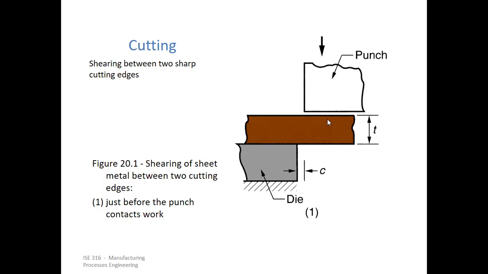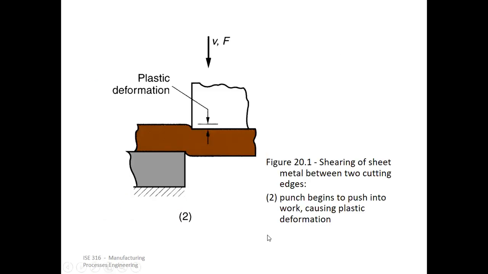I believe we have other slides as well. The next process is, yes. So once it contacts the sheet, then you have the onset of plastic deformation. So the punch begins to push into work, causing plastic deformation. So it basically tries to move this material down. Right? So there is plastic deformation involved.